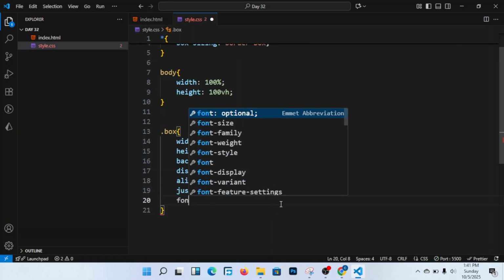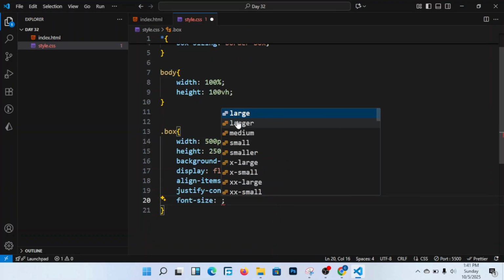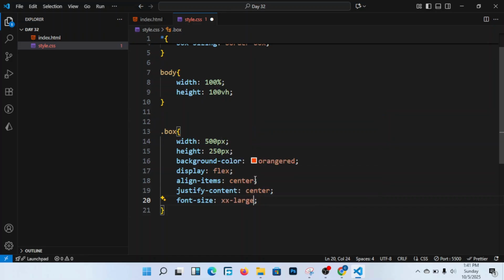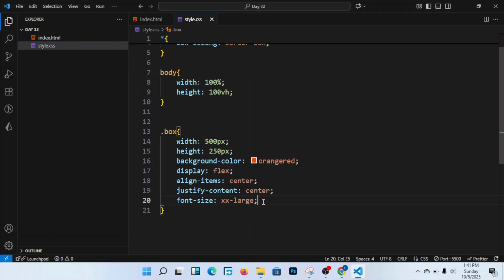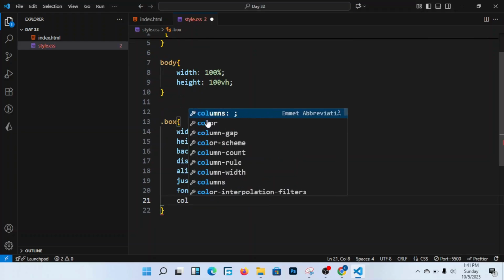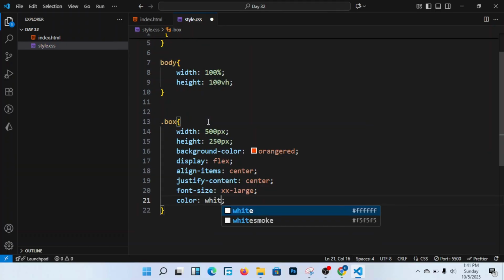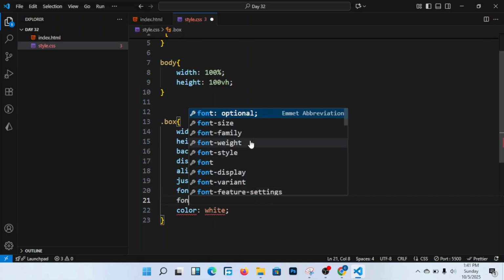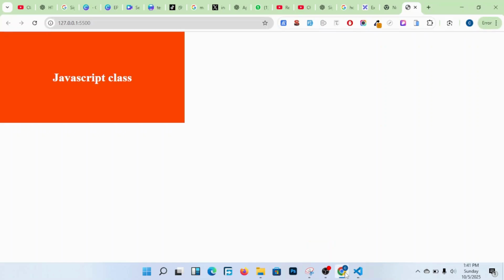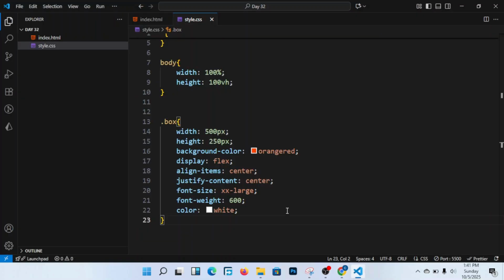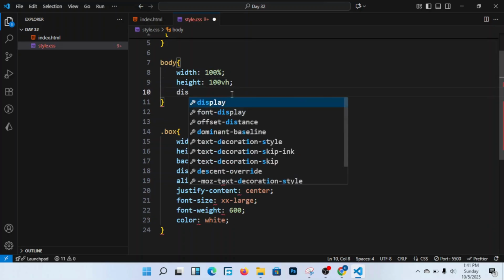Font size is maybe, let me say, extra large. Okay, it's there. Then color white. Then here font weight, maybe 600. So it looks like that. This JavaScript class. And I come here inside the body and I say display flex inside the body.